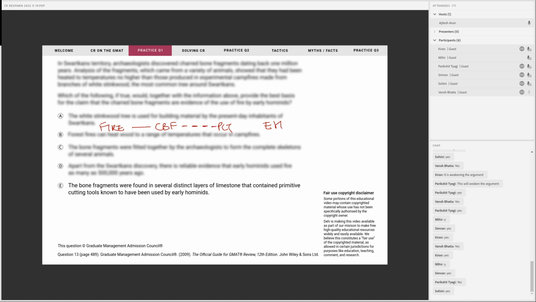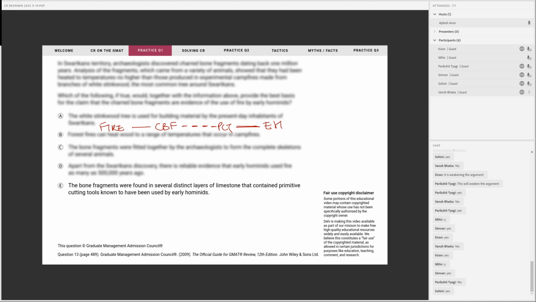fragments. And why am I saying tentatively? Because they were just found in the same layers of limestone. And the same layers of limestone basically means the same time period, right? It's not 100% connection, but at least they are in the same layers. If they were in different layers, then they would be completely different, right? Completely different time intervals. And what option E does is it says those primitive cutting tools were definitely known to have been used by early hominids.